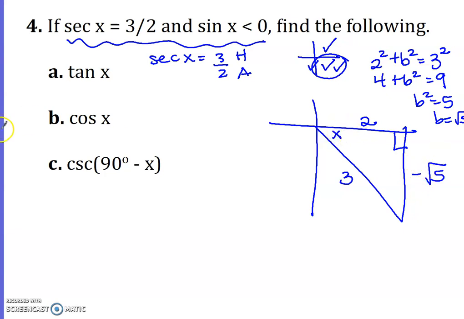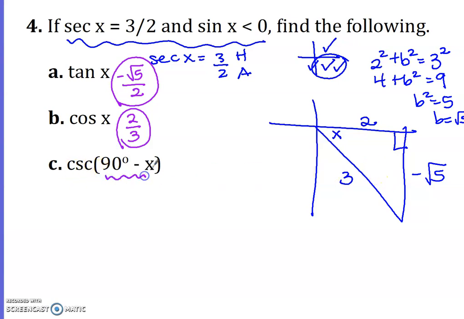Okay, so we've constructed our triangle, and now I can start finding this information. For A, it's tangent, which is opposite over adjacent. So that's negative root 5 over 2. No simplifying needs to happen there. Cosine, adjacent over hypotenuse, so 2 over 3.